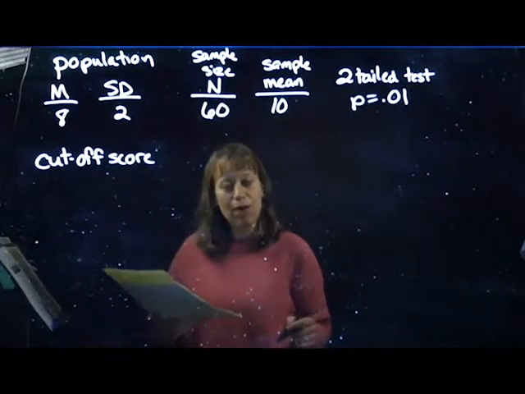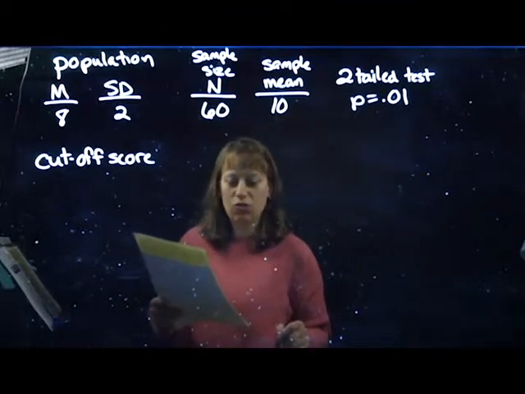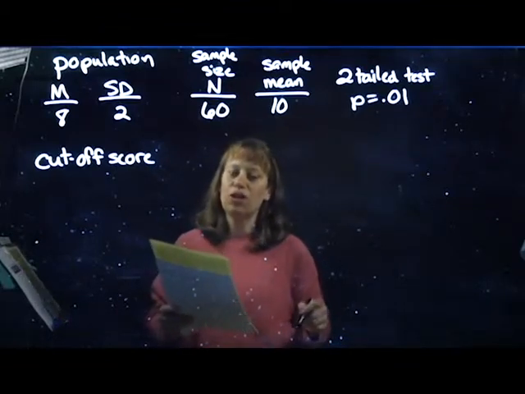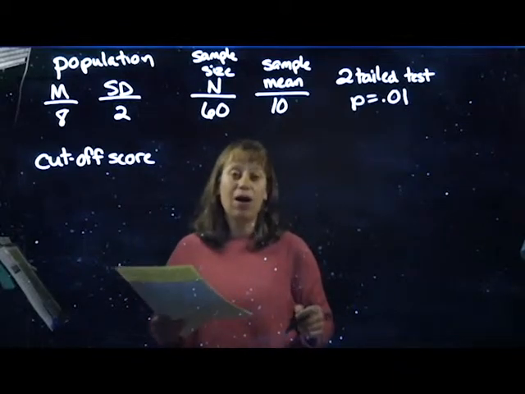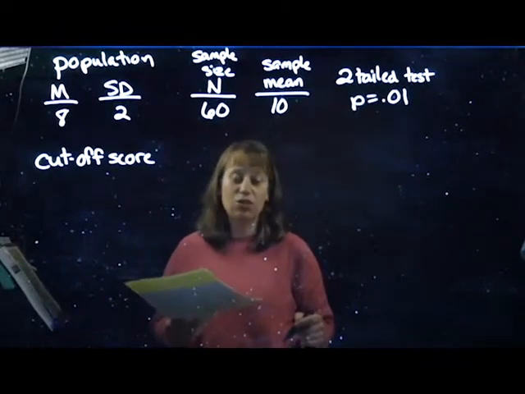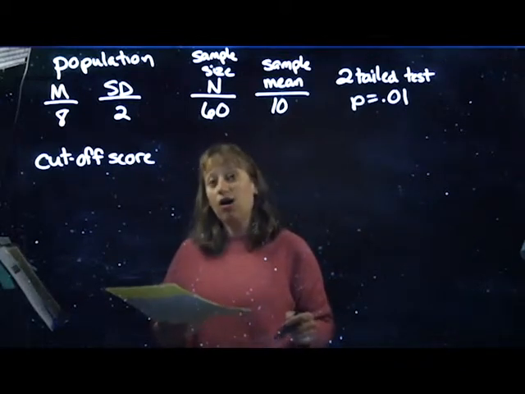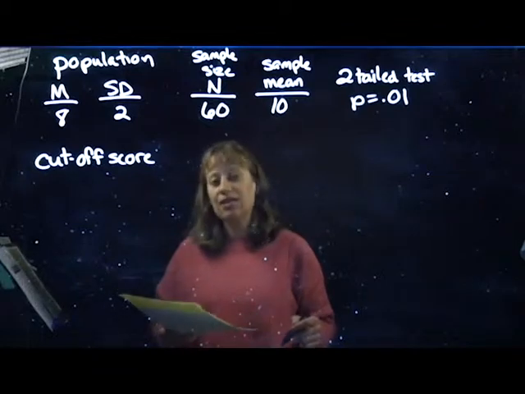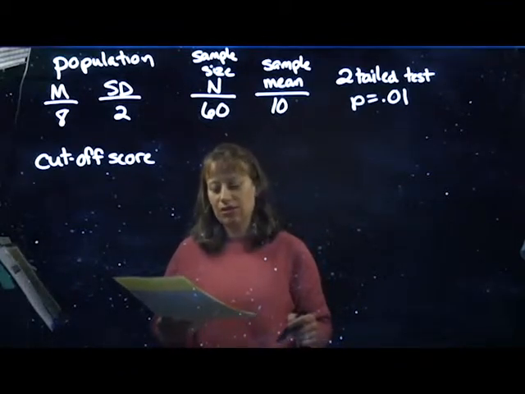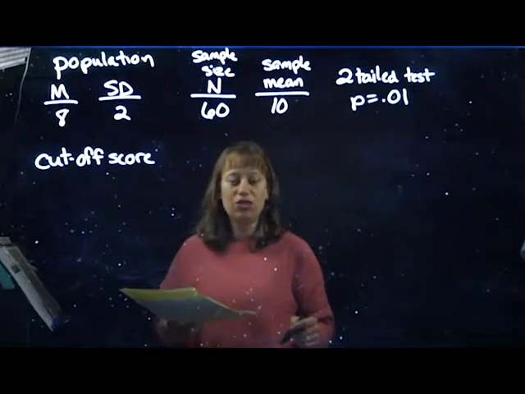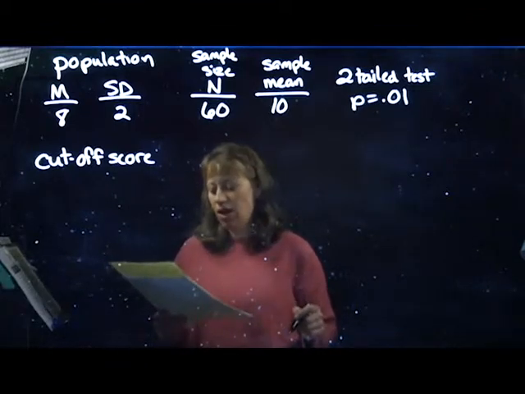So first let's think about what our null hypothesis and our research hypothesis are going to be. Our research hypothesis is that the means of the populations are not the same. Our null hypothesis is that the means of the populations are the same. So that's our research hypothesis and our null hypothesis.